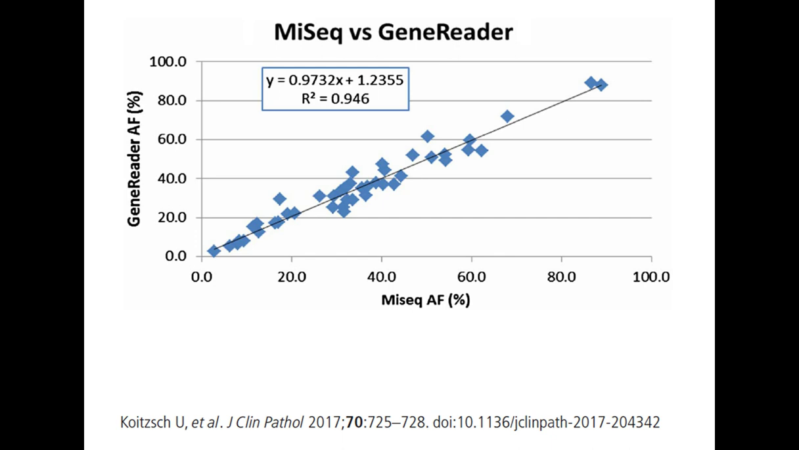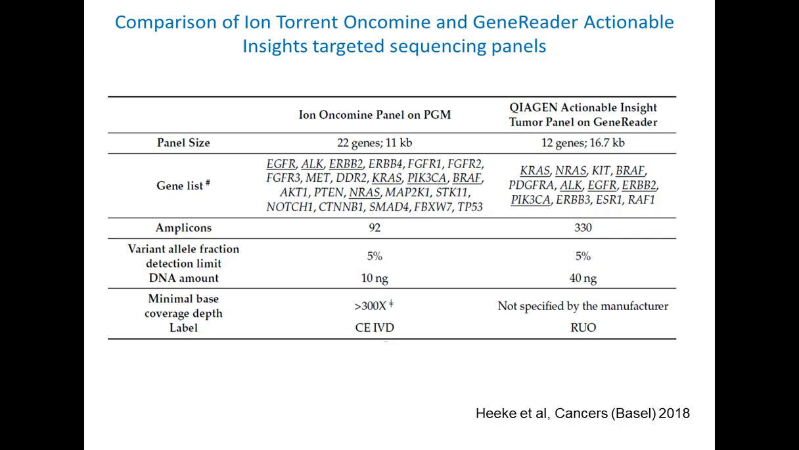These graphs show the very nice concordance between the in-house workflow using the MiSeq platform and the GeneReader system, in particular for the direct allele frequency comparison. So a high concordance was obtained for 45 different clinical variants.